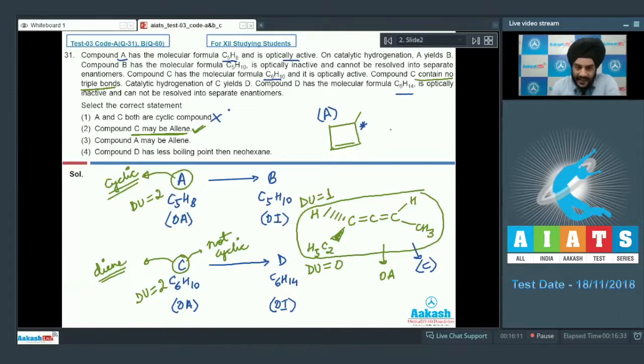Compound C may be an allene. This statement is correct. We've already seen this before. Compound A may be an allene. Compound A cannot be an allene, as upon catalytic hydrogenation, an allene will lose all of its degrees of unsaturation.